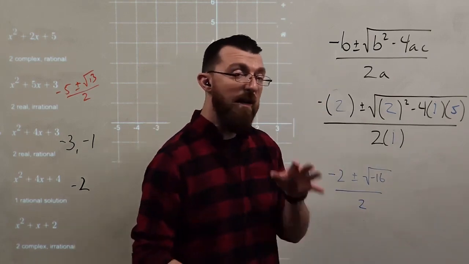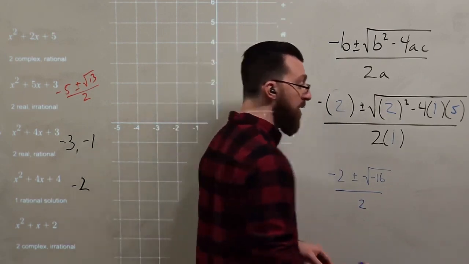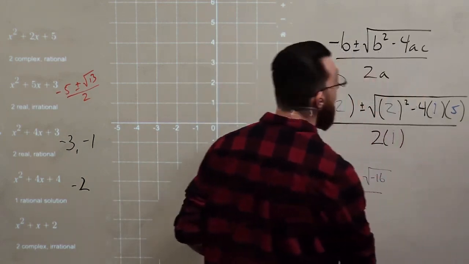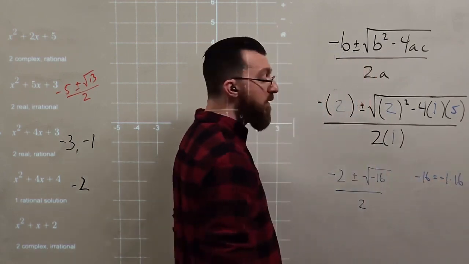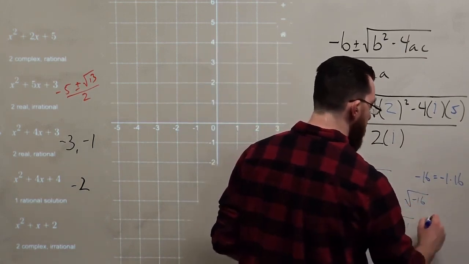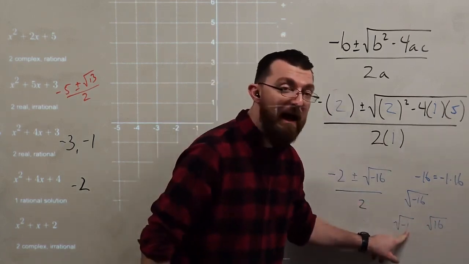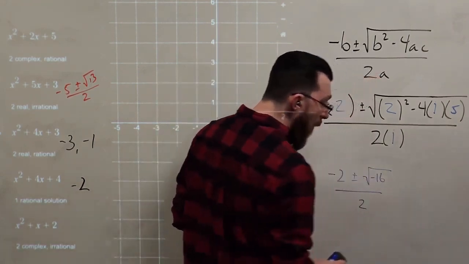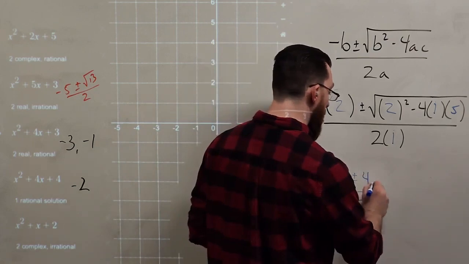Square root of negative 16 can be simplified because negative 16 has several factors which are perfect squares. Negative 16 is equal to negative 1 times 16. So the square root of negative 16 is equal to the square root of negative 1 times the square root of 16. Well, that's 4, and this is i, the imaginary number. So that means that the square root of negative 16 is 4i. The square root of 16 is 4, but the square root of negative 16 is 4i.